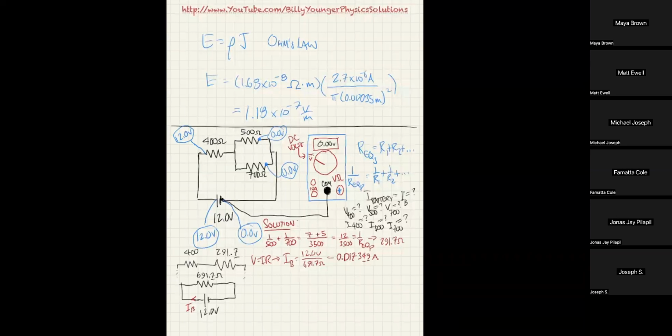But if you look, the current through the battery happens to also be the current through the 400 ohm resistor. So we can write that as well. Everybody see why that's the case?